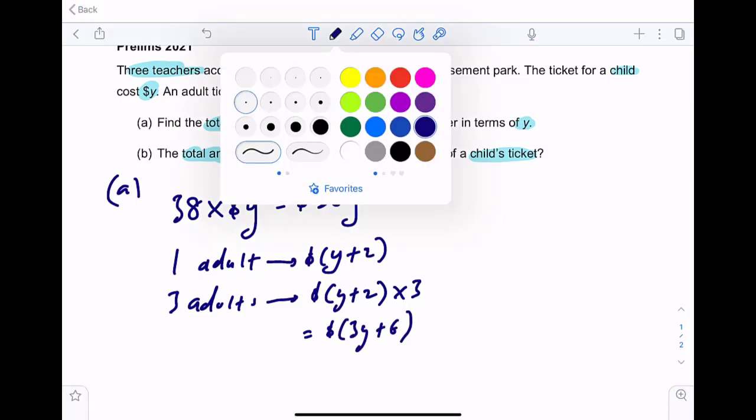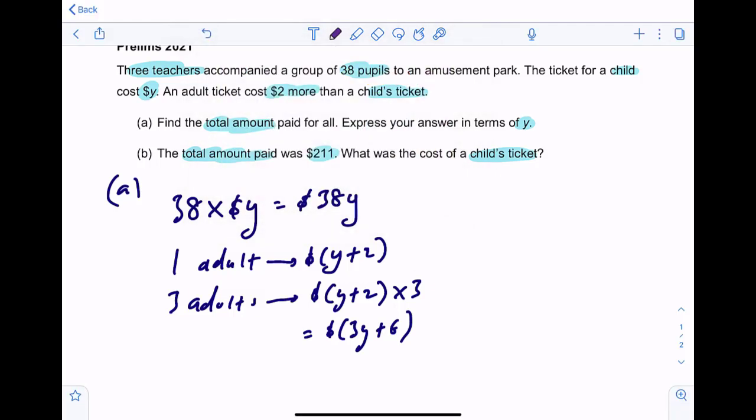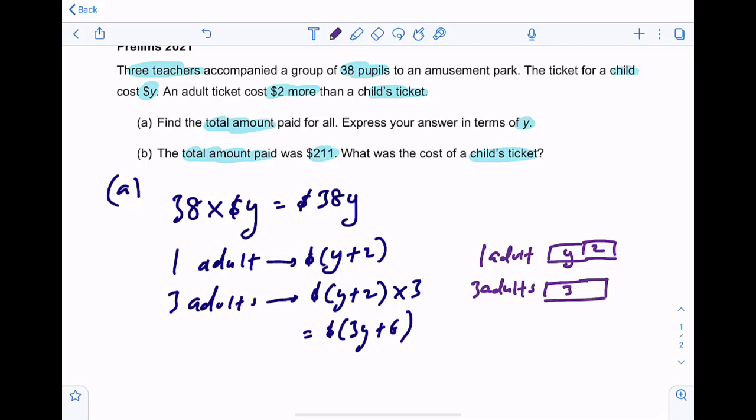And if you're not sure how to do this, you can actually draw a model for one adult. Y plus another $2. And if you have 3 adults, you just times everything by 3. So 3Y, 2 times 3, that is 6. So 3Y plus another $6.